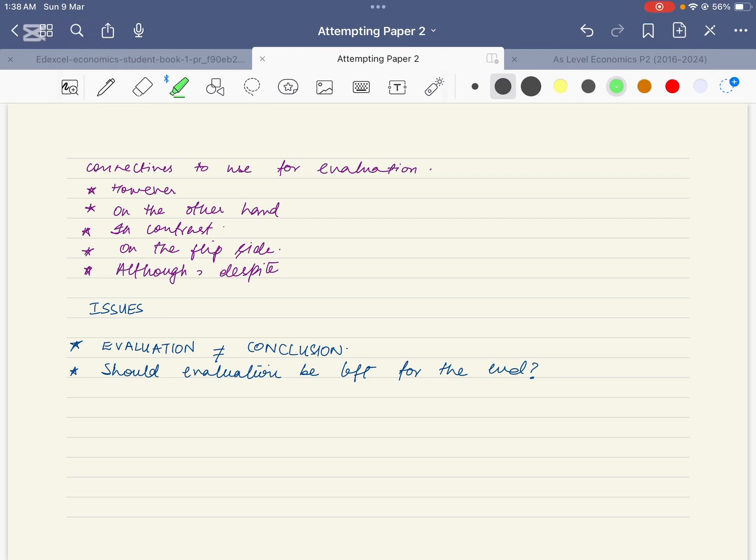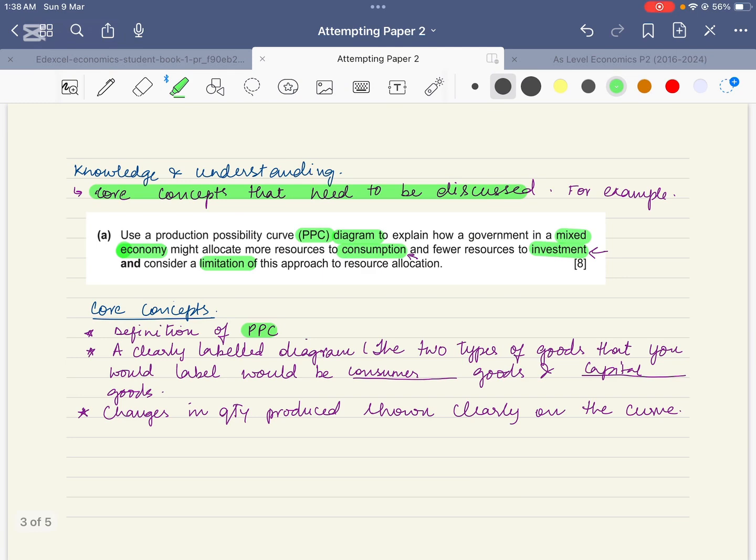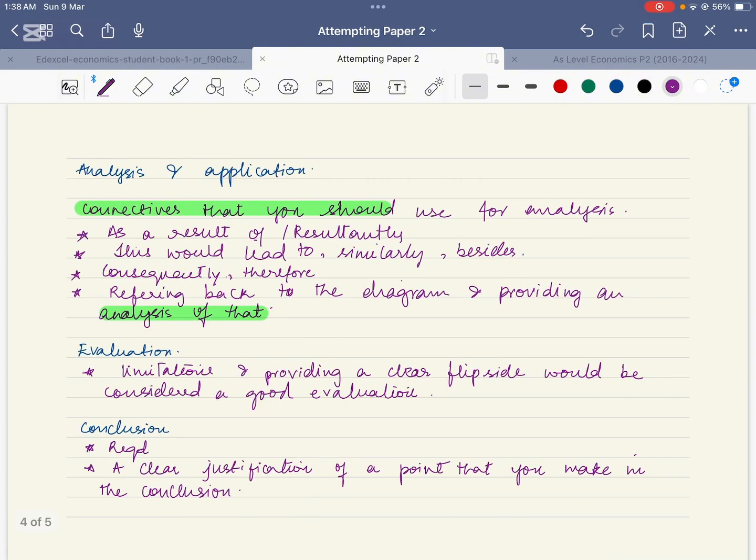That is called an evaluation. So what is an evaluation? In this question, they have clearly asked for limitations of the approach to resource allocation. It means that they have already asked you on their own that you need to give an evaluation. So you will give limitation and provide clear flip side of the issue that we are discussing, like PPC in a mixed economy, and whatever they are required to do, that will be considered as a good evaluation.